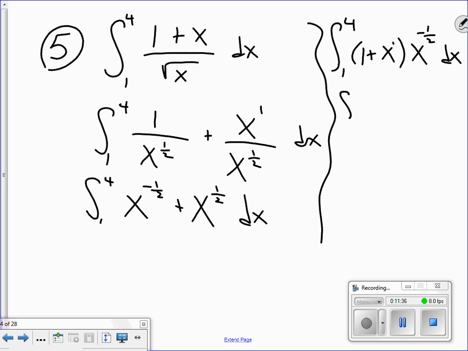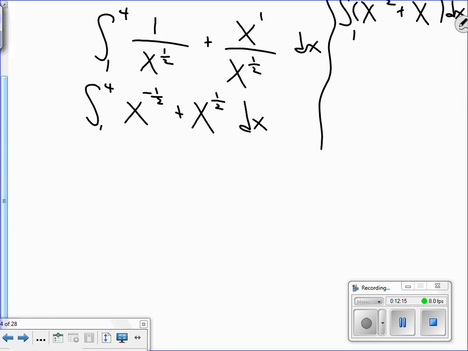All right, so if you distribute the x to the negative 1/2, because you're multiplying by x to the negative 1/2, you have x to the negative 1/2 times 1. That's x to the negative 1/2. Now, if you're multiplying, you add exponents. So x to the first times x to the negative 1/2 is x to the 1/2, okay? You either divide each term by x to the 1/2, or you multiply each term by x to the negative 1/2. So to get to that point, now we can go ahead and get the antiderivative of each term separately.